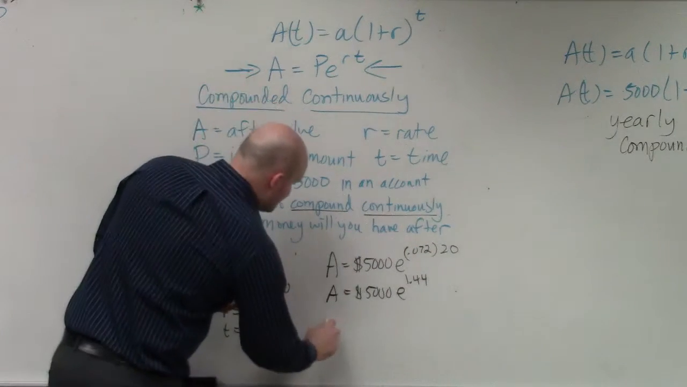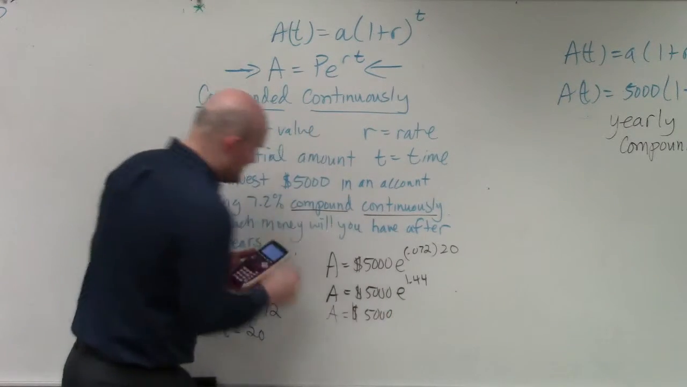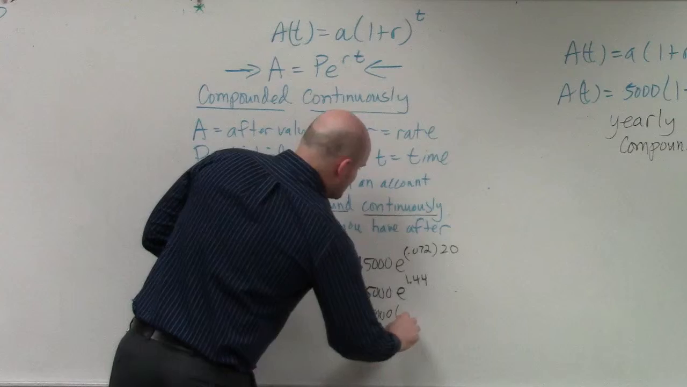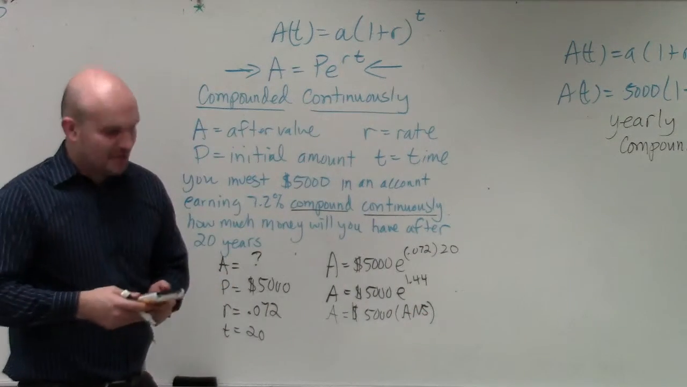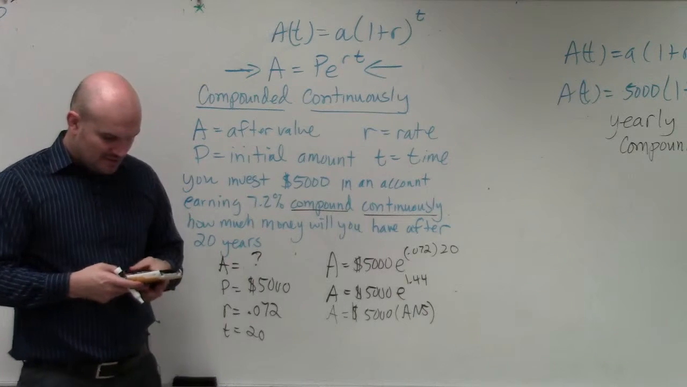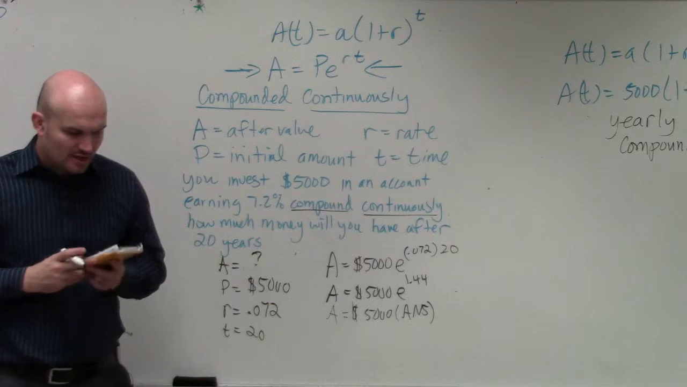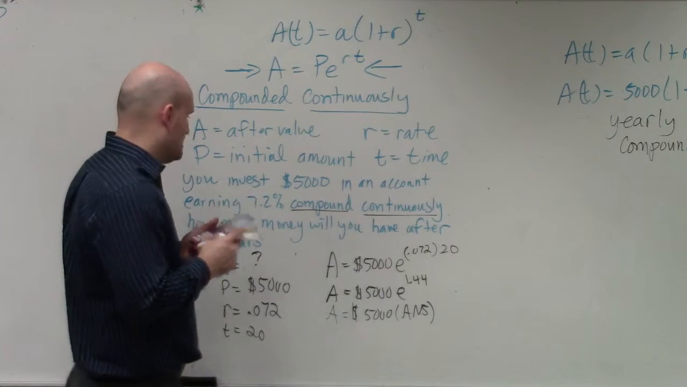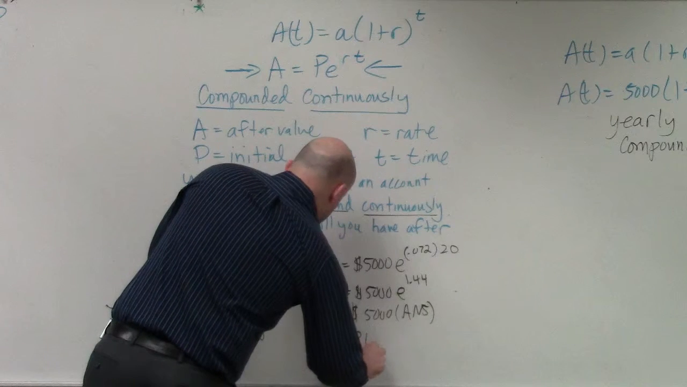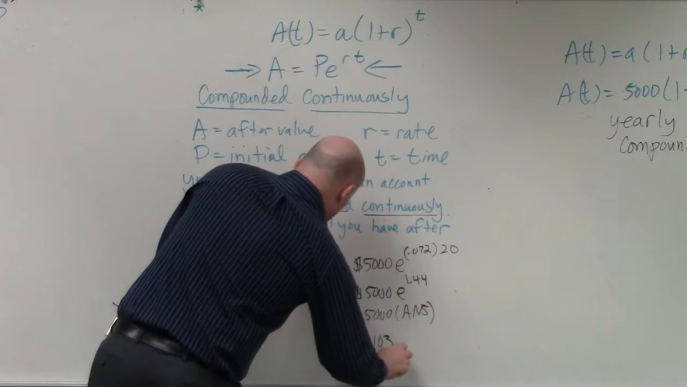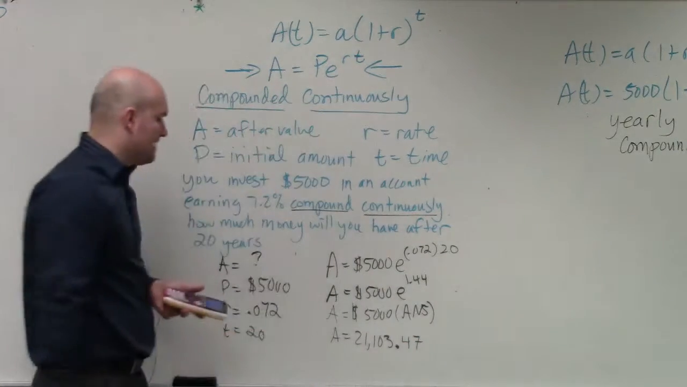So therefore, to figure out my answer, I'm just going to do 5,000. Rather than trying to retype or round this, I'm just going to use the last answer in my calculator, which is the ANS button, and just do 5,000 times my last answer, which was e raised to the 1.44, and I get 21,103.47. I'm not going to round it, because I don't think a bank would round your money.